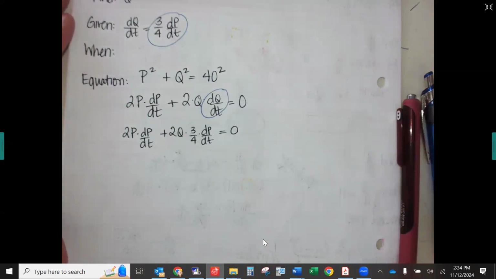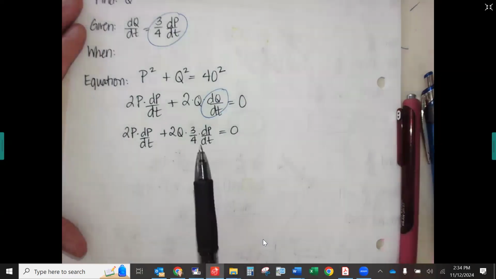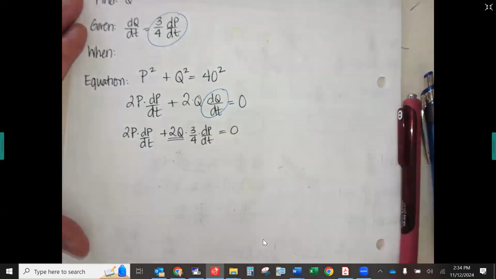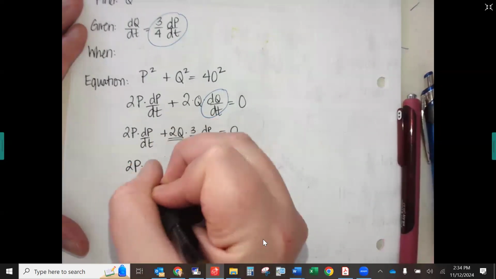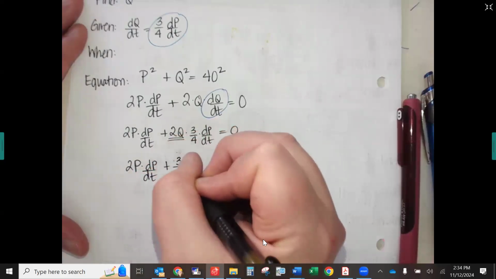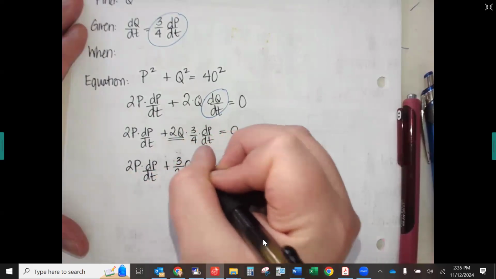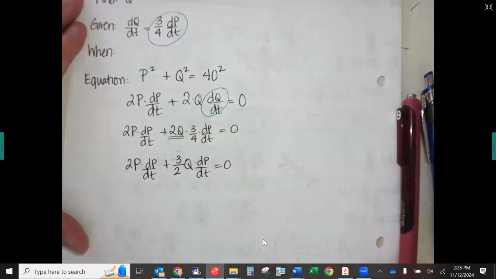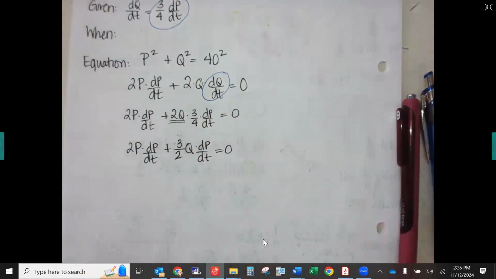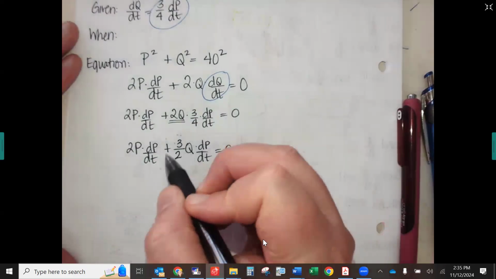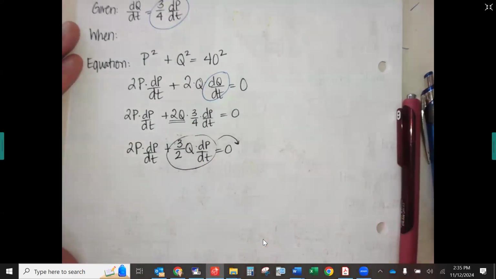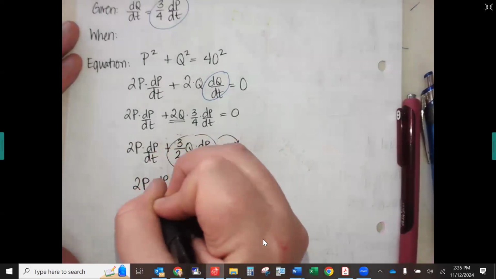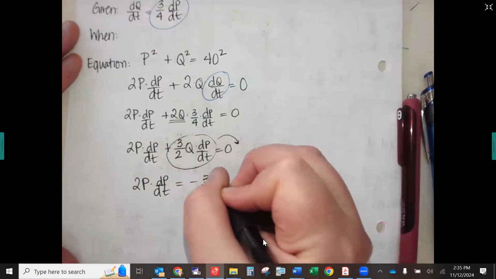What I want you to do right now is solve for the letter P. So let's make this a little bit nicer. Do we notice that we have a 2Q times a 3/4? What would that be the same as? 6/4, very good. I'm going to put 3 over 2, but it's the same. 2 times 3 is 6 over 4, which is 3 over 2. And then from here, I'm going to keep solving for P. So let's minus it across. Now it's 2P dP dt equals negative 3 over 2 Q dP dt.